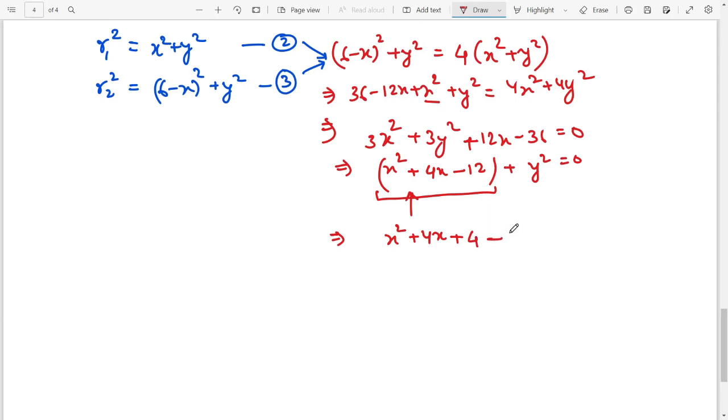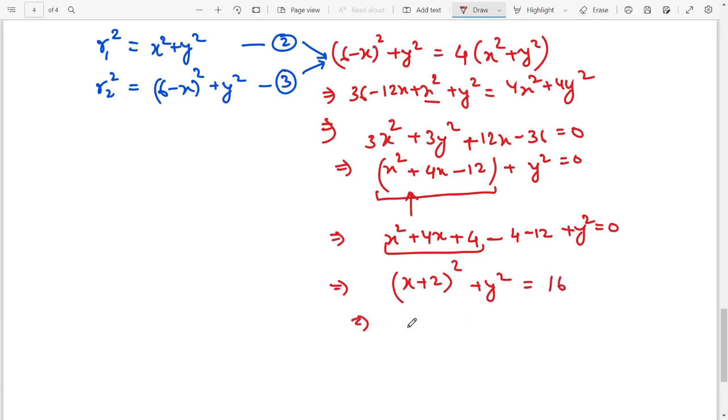So if it is plus 4, then we have to subtract 4 also, and this is minus 12 by default, and plus y square equal to 0. This is now making a square, so (x plus 2) whole square, plus y square. Because there is no 2y kind of term, we know that directly the square will not be possible for y. That will be equal to plus 16, and from here (x plus 2) whole square plus (y minus 0) whole square will be equal to 4 square. This is now in the format which we actually want.